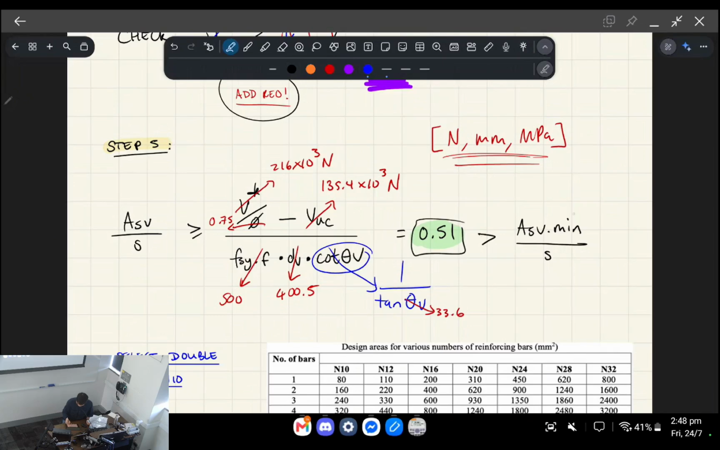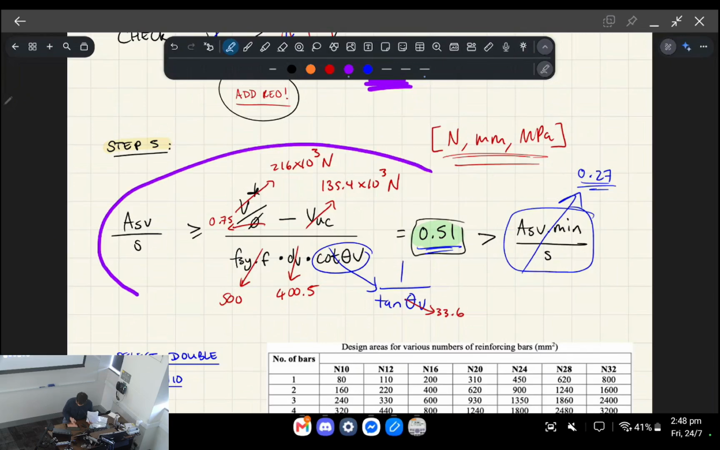Okay, and now we have to quickly check that against the value that we calculated in step 3, which is the minimum that's required, which is 0.27. Okay, so this number is greater than this number, and so we're good to continue to the next step.